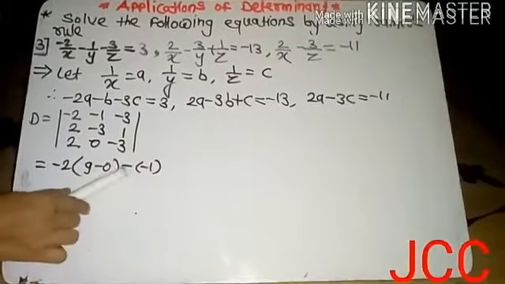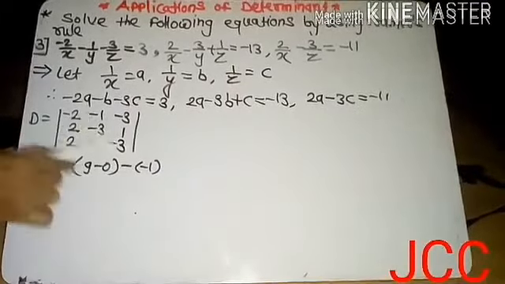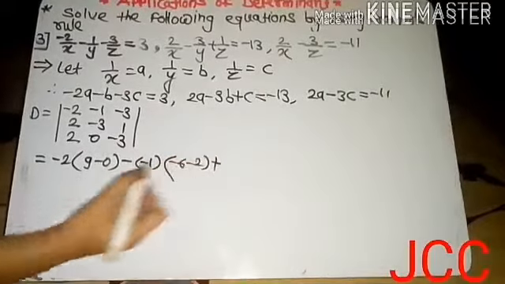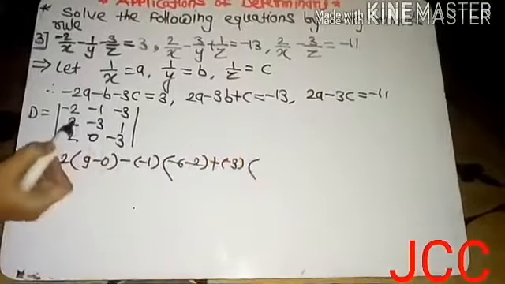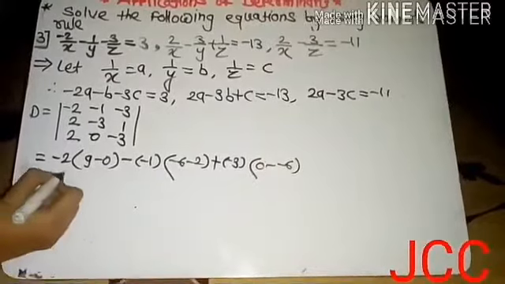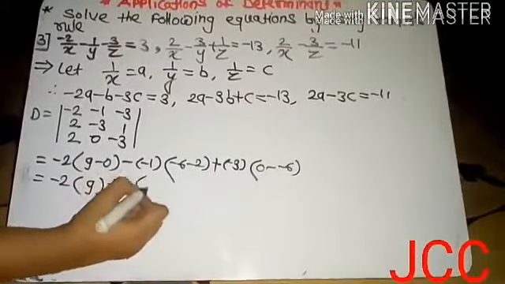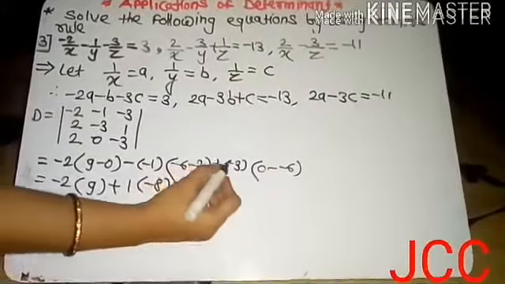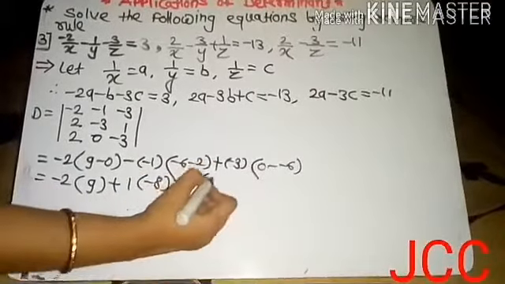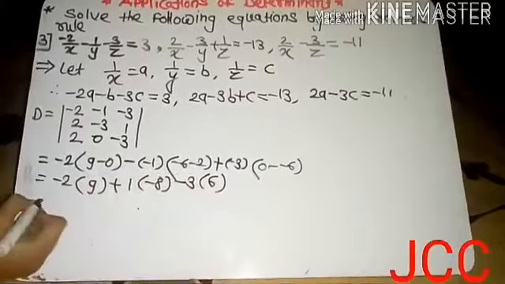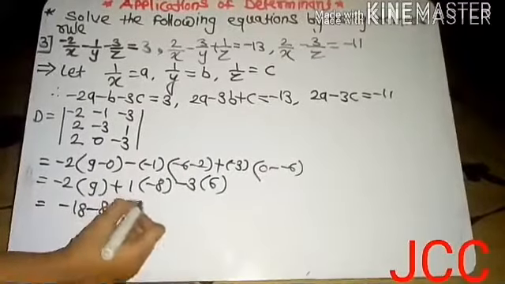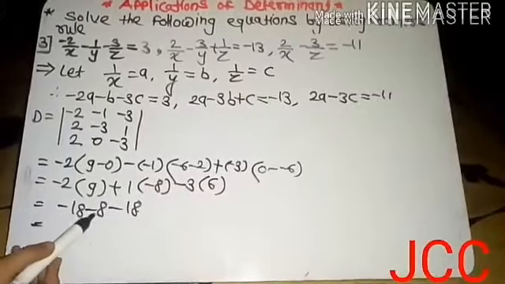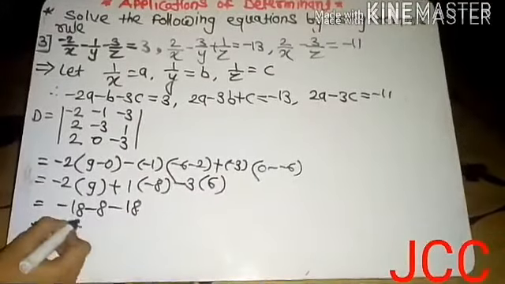minus minus 1. Here minus already and the element also minus, therefore minus 1 (minus 6 minus 2), plus then minus 3 (0 minus minus 6) is equal to minus 2 (9 plus 1 minus 8) minus 3, that is minus minus plus minus minus 3, and this is minus minus 6, is equal to minus 18 minus 8 and again minus 18, that is equal to minus 18 minus 8, minus 18, again minus 44.